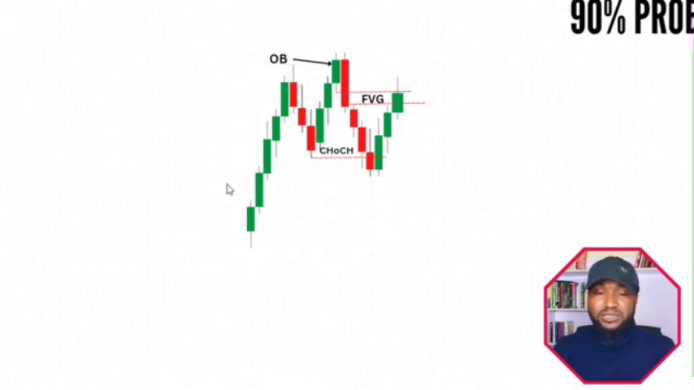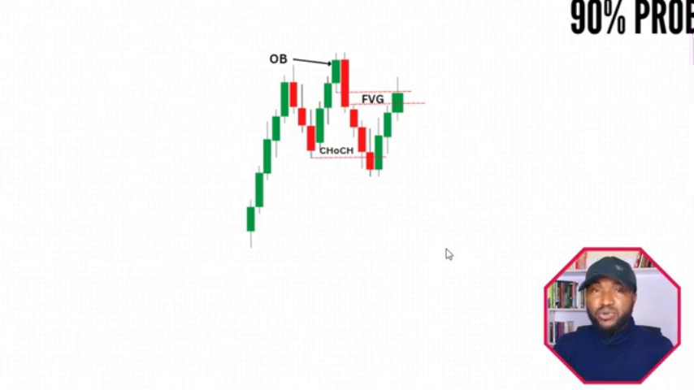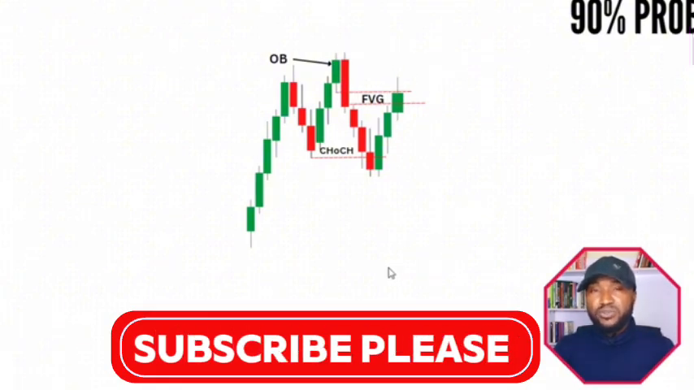You can see this level, the high of this green candle and the low of this other candle is not connected. And then in between them, there is a fair value gap. Usually what happens is that price will always come back and fill this level. And that is where we will put our effort to look at, because we have an order block, which is usually where price will come back to before moving to the other direction.